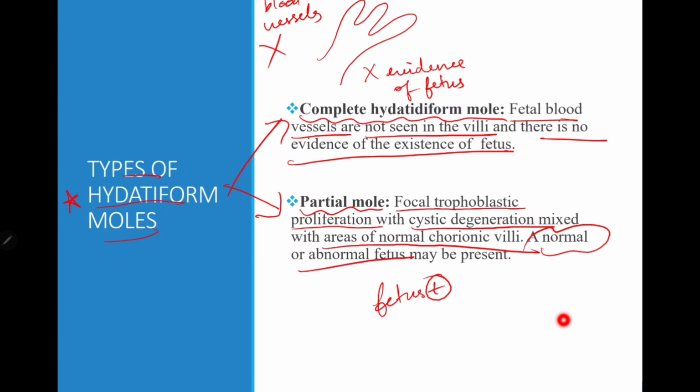So that is the difference between a complete and a partial mole. In a complete hydatidiform mole, fetal blood vessels and the fetus itself are not going to be there. But in a partial mole, focal trophoblastic proliferation and cystic degeneration will be there, mixed with areas of normal chorionic villi, and a fetus will be present, either normal or abnormal.